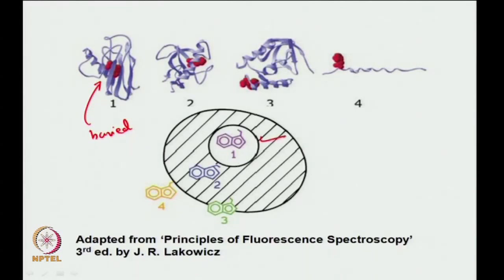Now, look at number 2. This was number 1. You can see it is very much sitting in the interior. Number 2 is a little less buried than number 1. Now, look at number 3. Number 3 is kind of on the interface. A part of it is buried, a part of it is not buried, right? And number 4, what is happening? It's fully open. So, you have four situations where you have four different degrees of polarity, right? The buried case has the lowest polarity because it is almost fully hydrophobic. The open case, which is fully exposed to water, is the one which is facing the most polar environment, right?